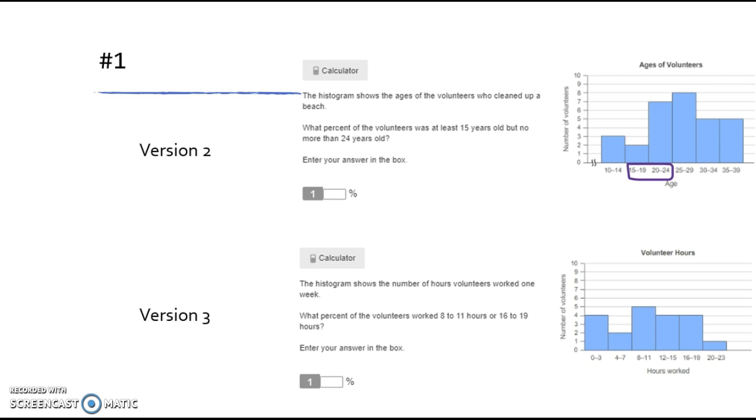And then version 3 of this question, what percent of the volunteers worked 8 to 11 hours? That would be this group, or 16 to 19 hours. That would be this group as well. So you have two separate groups in here to figure up, same thing as in version number 2.